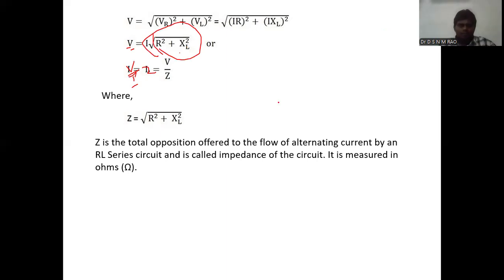So for a series RL circuit, impedance is defined as the square root of R square plus XL square. We know that impedance is also defined as the ratio of voltage to current, Z equals V by I. Again, Z equals the square root of R square plus XL square. The total opposition offered to the flow of alternating current in a series RL circuit is called impedance. It is measured in ohms.